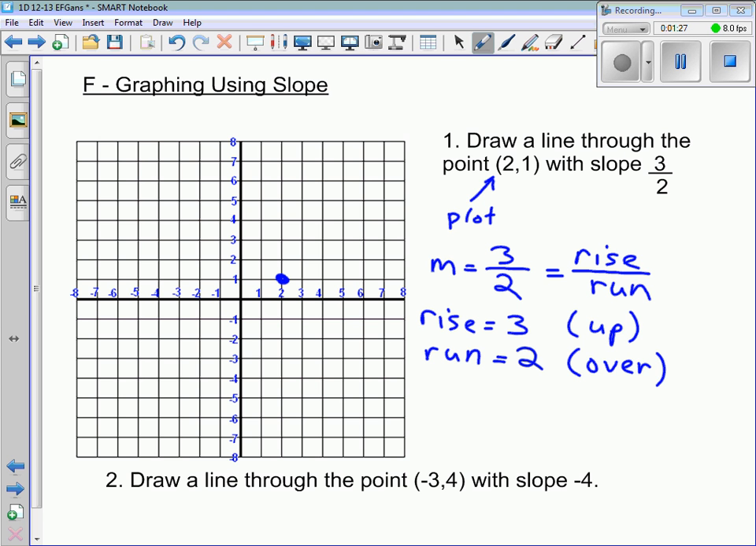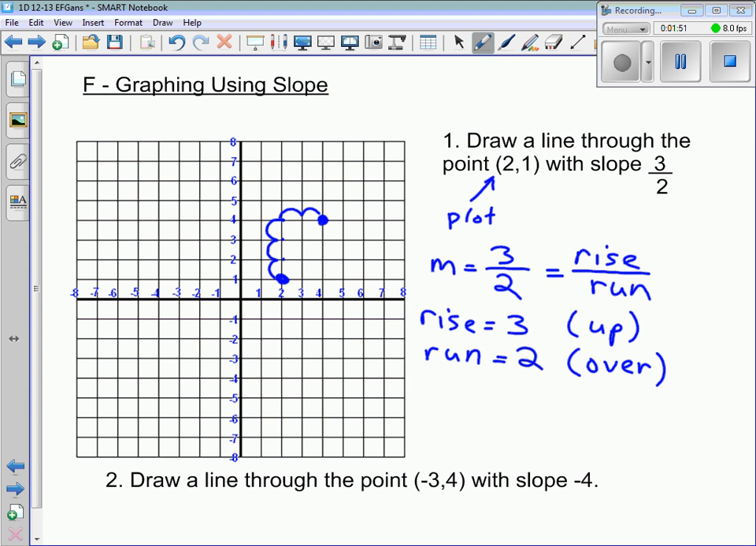So to get to the next point on this line, I just need to start at the point that I've already plotted, go up 3: 1, 2, 3. I'll put little dots there. And then I have to go over 2: 1, 2. And after I've done that, this is going to be another point that is on my line.